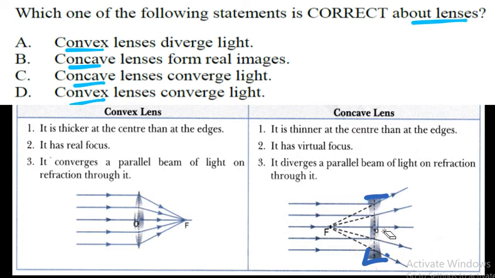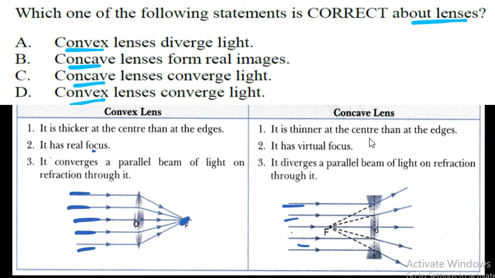So this is how it works if parallel rays are coming. These are incident rays. They are parallel, here also in the same manner. So how do they go after refracting on the lenses? In case of convex lens, it is thicker at the center than at the edge. Yes, as I said, at the middle it will be fatter, and it has a real focus. The focus is real. Here it is. This is a real focus, and it converges a parallel beam of light on refraction through it. Converge means all the light which comes parallel becomes collected and pointed at the focus point. So that means it comes together at some point.